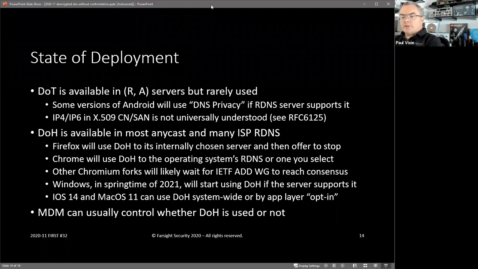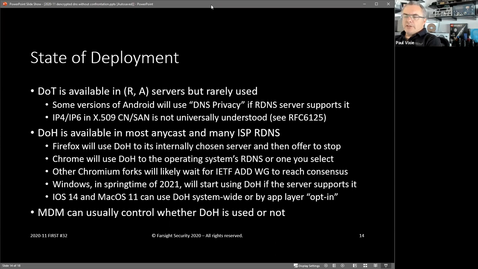Firefox, very controversial, will turn on DOH even if you haven't said that's okay with you, and they will select one of their trusted recursive resolvers. And then after they've done that, they'll ask you, would you like to change back to the less secure config? Chrome, on the other hand, is willing to use DOH to whatever recursive server your operating system is using, if it works. But they're not going to select that server for you. They'll let you select a different server than your OS, but they don't automatically do it.